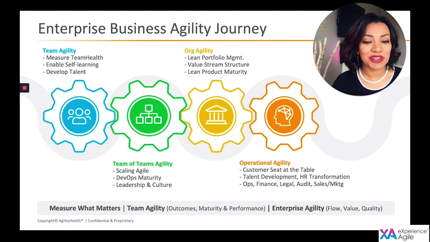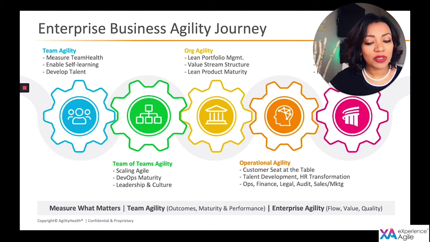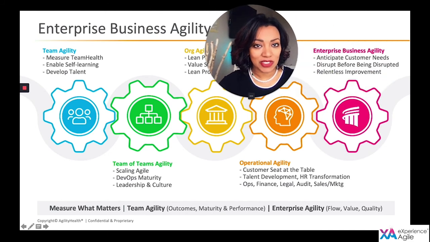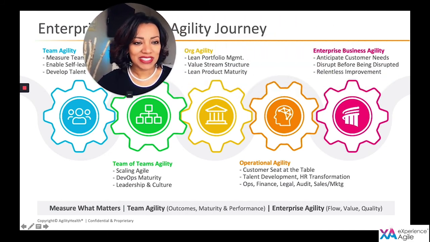Next comes the journey for operational agility, and this is really where we want the customer's seat at the table, the customer's voice to be front and center at every level of the organization. Sales, marketing, HR, audit, legal, finance, all of them come to the journey. And we really know that we've arrived at business agility when you can anticipate your customers' needs, when you can disrupt before being disrupted, and when continuous, relentless improvement becomes part of your DNA. This is no longer a transformation. This is just who you are. This is what you do. You become a learning organization.